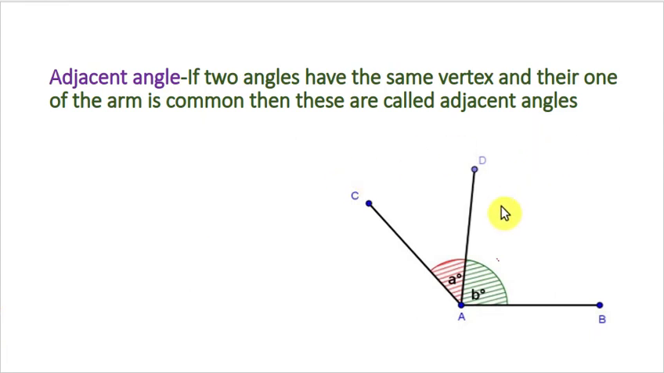Next, adjacent angle. This is one angle, this is another angle. If the two angles have the same vertex, and one of the arms is common, this is called adjacent angles. So angle A and angle B are adjacent angles.